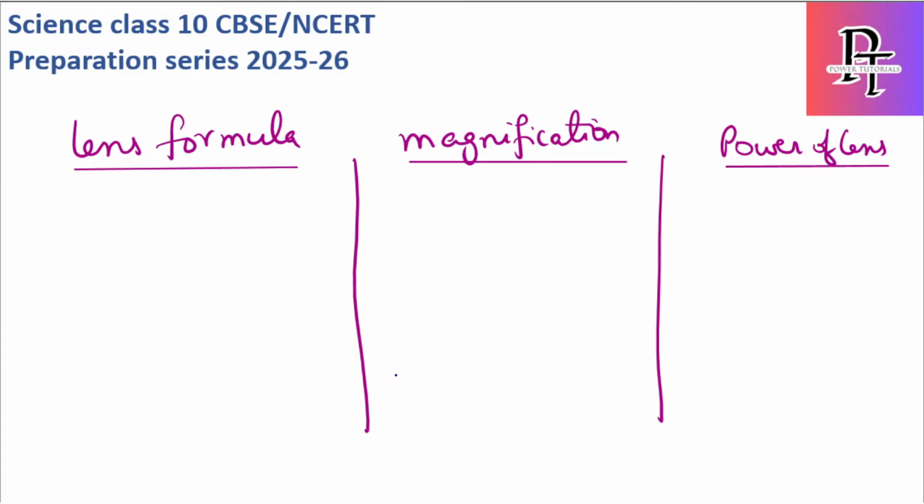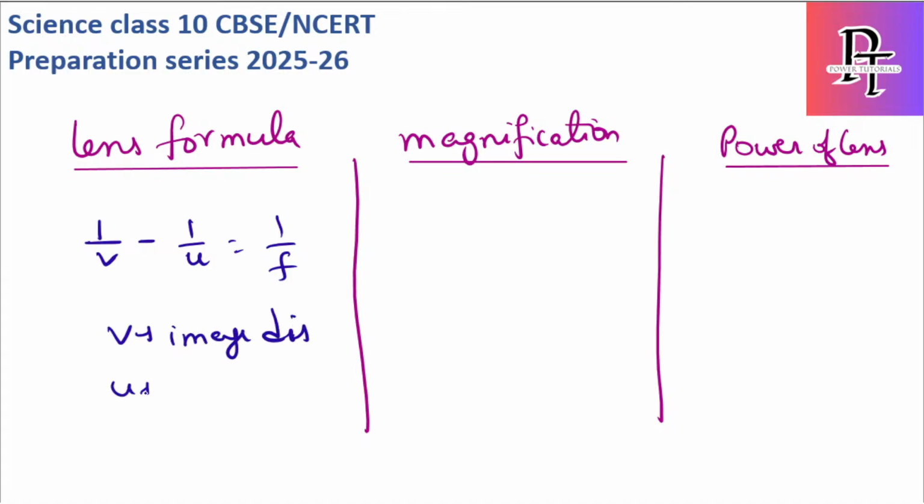So what are the three formulas we have for lenses? First one is the lens formula. For a mirror we have 1 by u plus 1 by v is equal to 1 by f, whereas for a lens the formula changes to 1 by v minus 1 by u is equal to 1 by f. Here v is the image distance from the optical center, u is the object distance from the optical center, this is always negative, and f is the focal length, which is negative for concave and positive for convex.